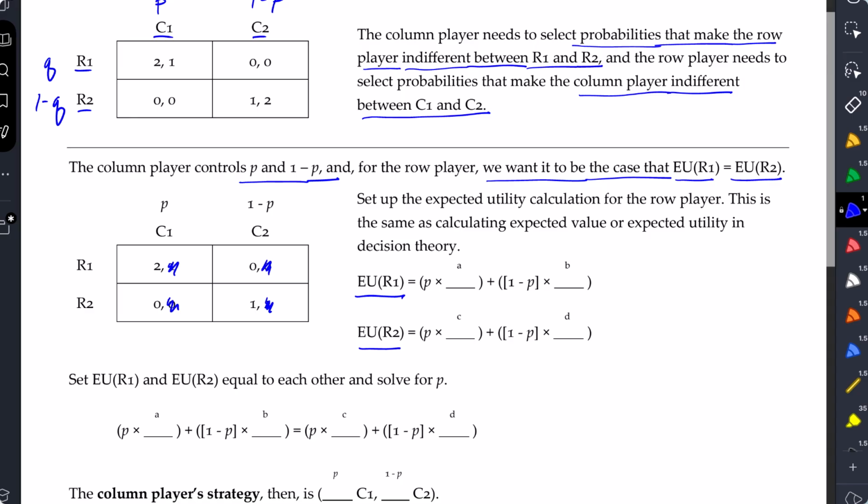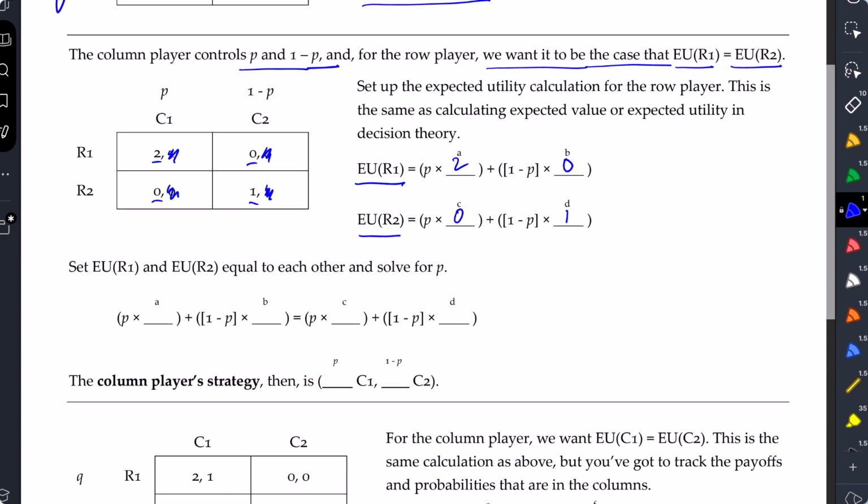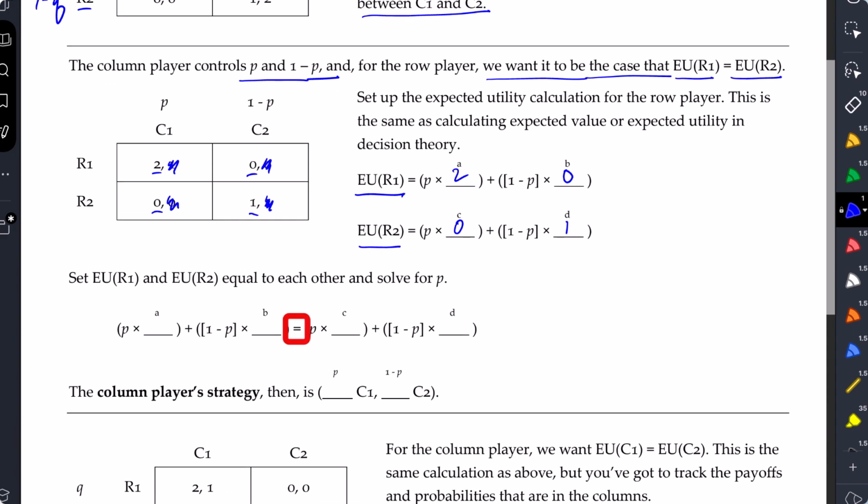We just care about these values. So the expected utility for R1 is going to be P times 2 and 1 minus P times 0. And for R2, it's going to be P times 0 and 1 minus P times 1. Okay, then we set them equal to each other. So this is 2 and 0, 0 and 1. Okay, then we just solve for P.